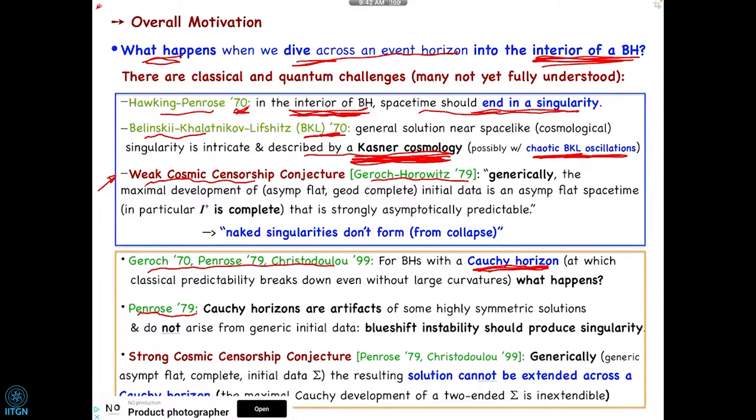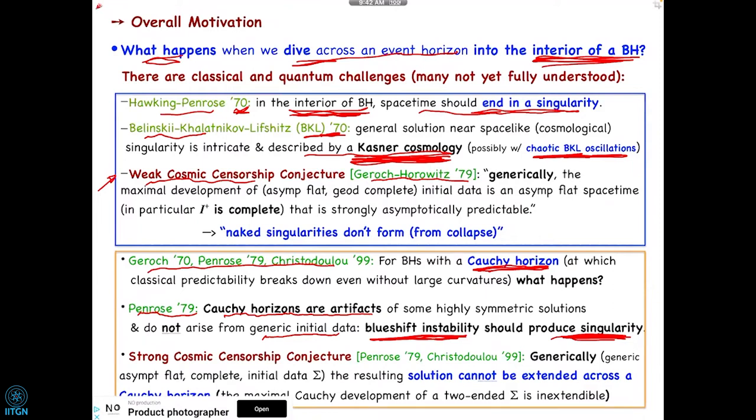In particular, Penrose has been quite worried about this problem. At a certain point in '79, he proposed that Cauchy horizons should not really exist. They should be just artifacts of some highly symmetric solutions that should not form from the gravitational collapse of generic initial data. And in particular, he proposed a famous blue shift instability effect that should be responsible for producing a singularity that would replace the Cauchy horizon. Because we would have a singularity instead of the Cauchy horizon, we would not be able to cross into that region of the space-time where it would no longer be possible to predict what happens just from initial data.